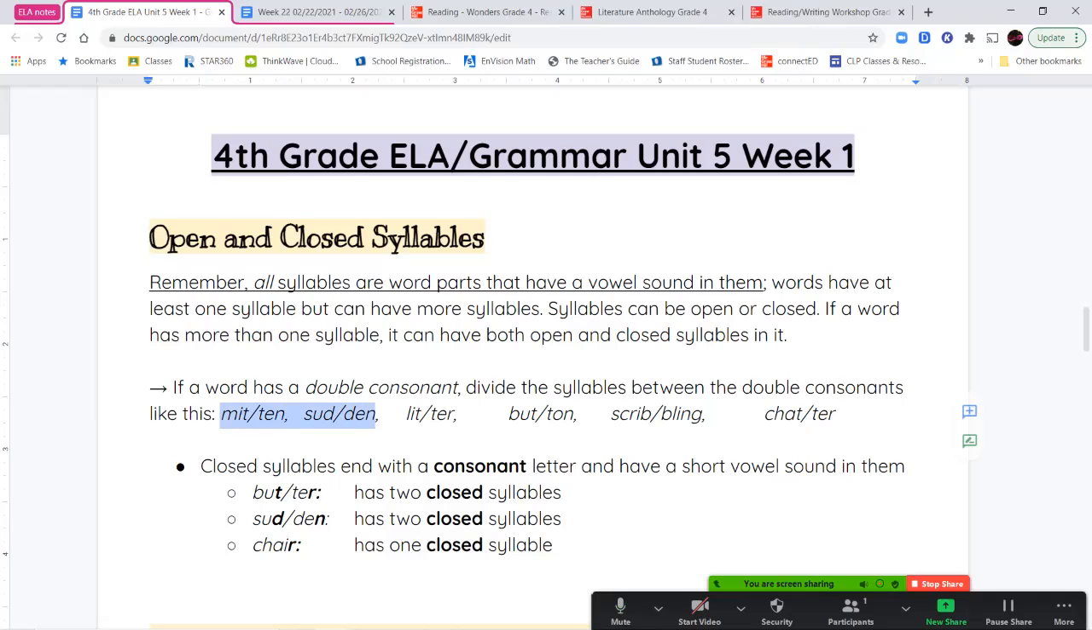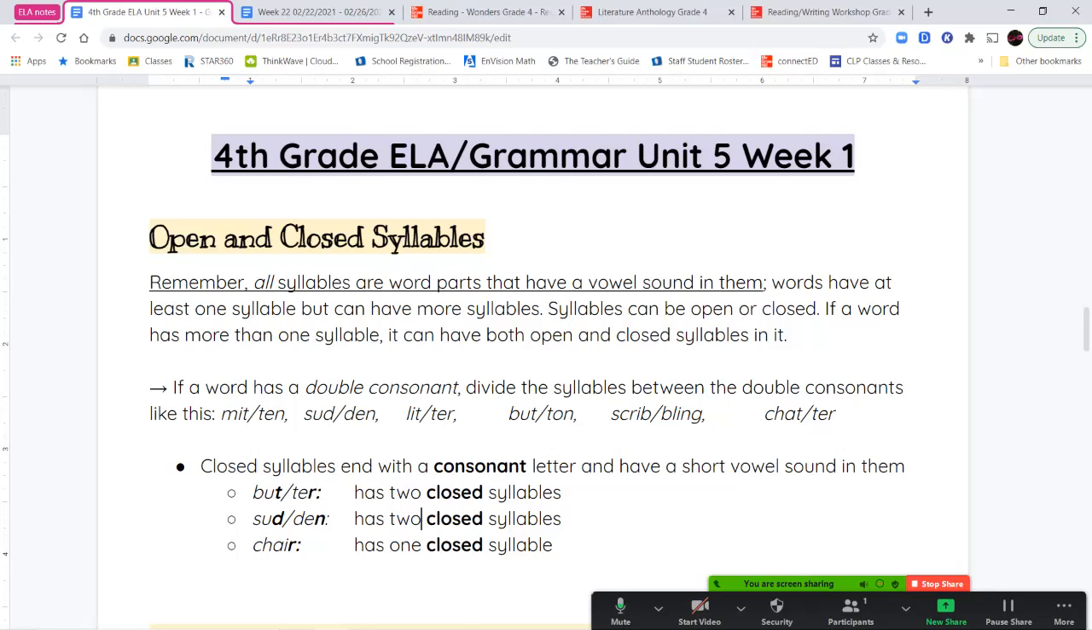So our examples of those double consonants are right here. I highlighted them on the screen for you right now. Now, specifically closed syllables are syllables that end with a consonant letter and have a short vowel sound in them. Open syllables have a long vowel sound. Closed syllables have a short vowel sound, like the word butter or sudden or chair.